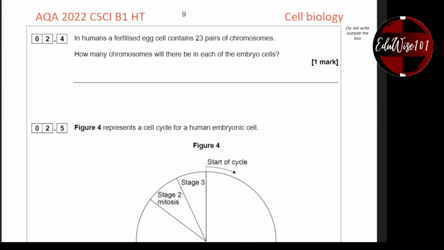Question 2.4. In humans, a fertilized egg cell contains 23 pairs of chromosomes. How many chromosomes will there be in each of the embryo cells? Now, in the fertilized egg cell, if it's 23 pairs, remember that's the haploid number, half of it. In each of the embryonic cells or embryo cells, it should have the diploid number, which is double. So 23 times 2 should give you 46 chromosomes or 23 pairs.